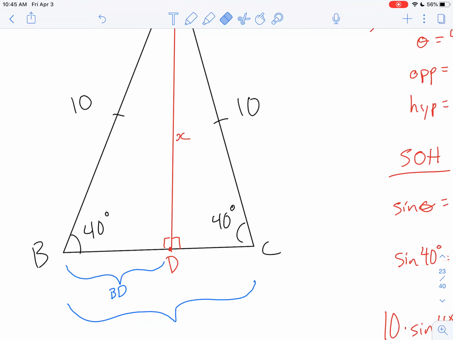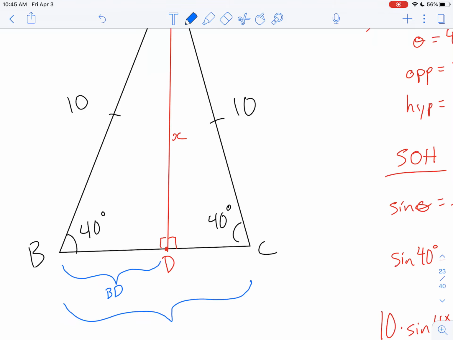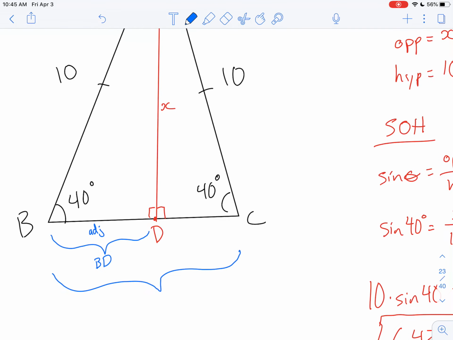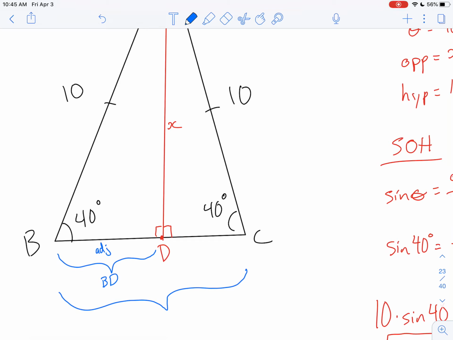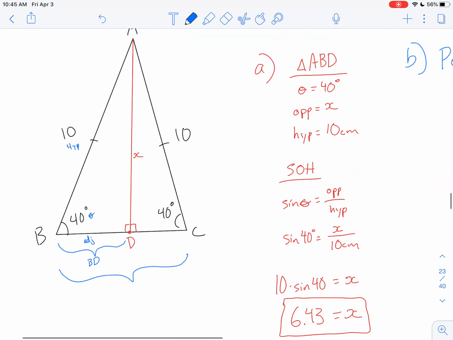a look at how I can solve for BD in this triangle without using the Pythagorean theorem. Well, I'm looking at theta being 40 degrees, so my opposite would be x. So this side would be called my adjacent down here. So really what I'm going to be looking for is this adjacent, this BD is my unknown. My theta is going to be 40 degrees, and my hypotenuse is going to be 10.